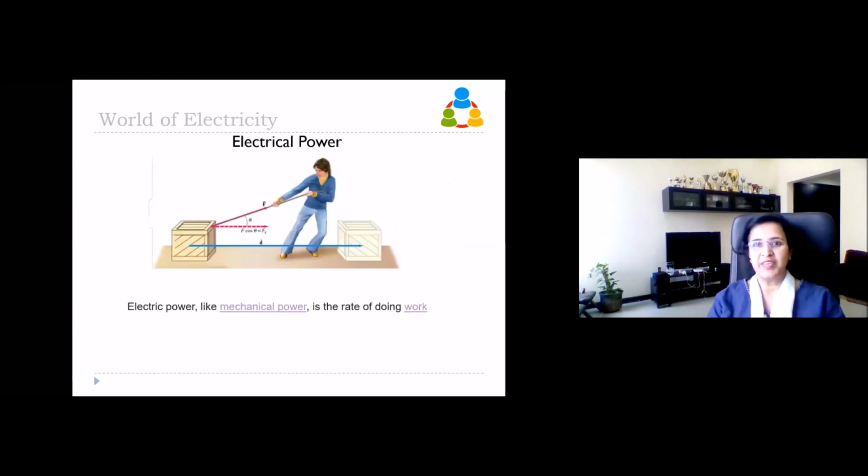Now, I think we have 10 more minutes, let me see if I can finish it off. The electrical power. You know the mechanical power, we pull with a force, right? The rate of doing work is called mechanical power. So like that, electrical power is the rate of doing work, that is, how much work can be done with the electrical energy. That is called electrical power.